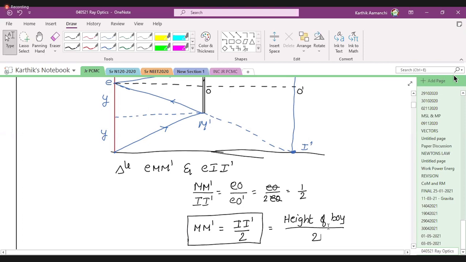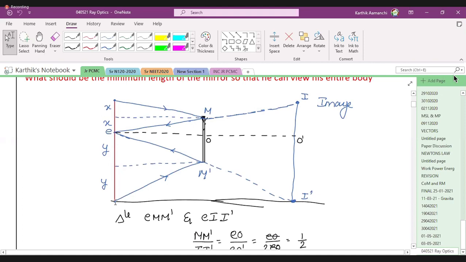Sir, or can we do 2x plus 2y is equal to 1.5? Rather than taking this whole diagram, we got x, y, y. The total distance is 1.5. So if we add all of them, we get 1.5. So 2x plus 2y should be equal to 1.5, so x plus y is equal to 0.75. You can do that also.